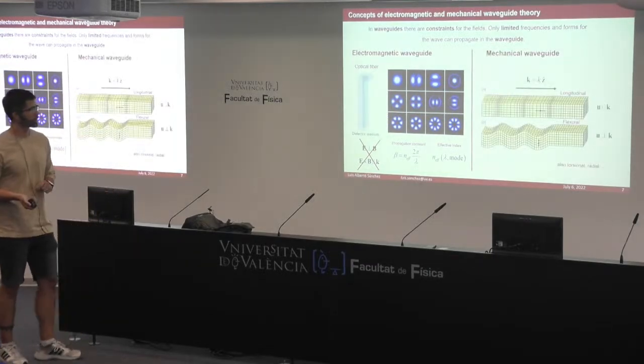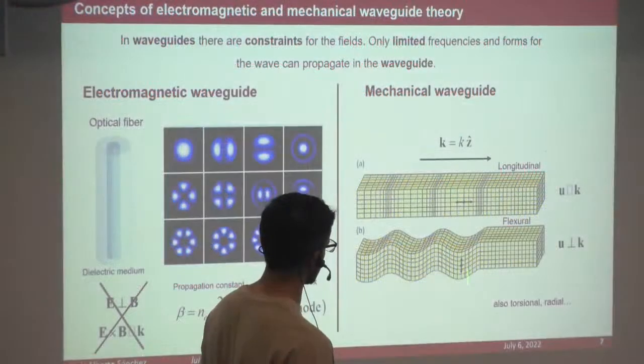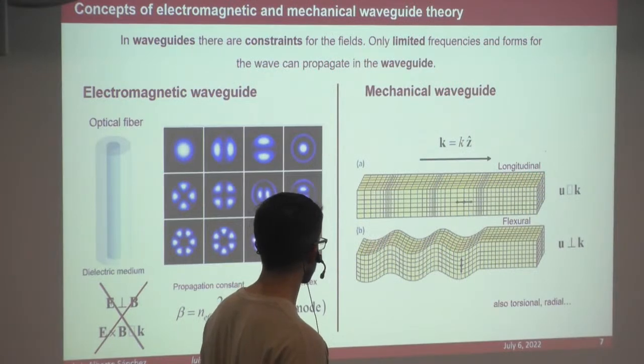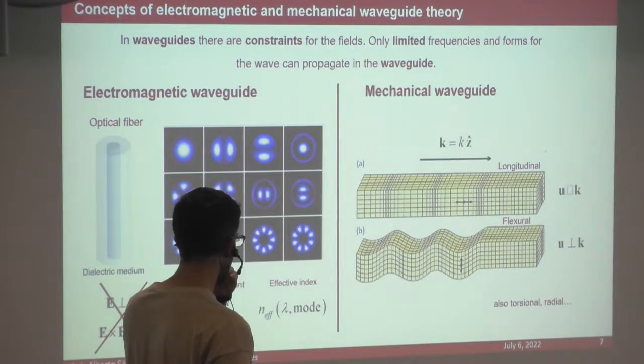For a mechanical waveguide, it's also the same. We can have longitudinal waves, which are parallel to the propagation direction. We can also have flexural waves, where the displacement field is transverse to the propagation direction. But there can also be other kinds of waves, like torsional and radial.